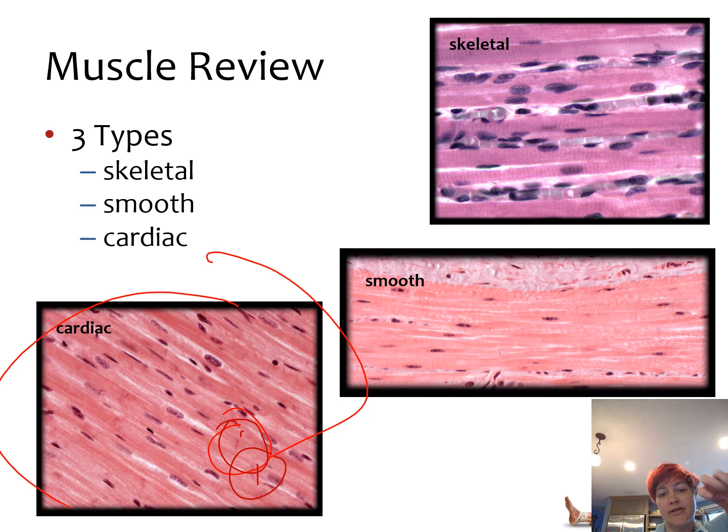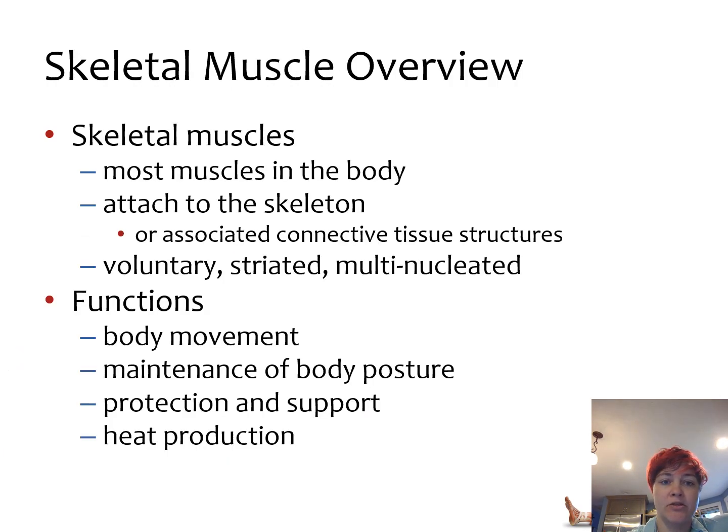If that happened to your heart, that'd be really bad, as you can imagine. So in cardiac muscle, these intercalated discs help mitigate those types of issues, allowing each cell to work independently of one another. It's pretty cool. Okay, so I think we're going to go over our skeletal muscle overview.